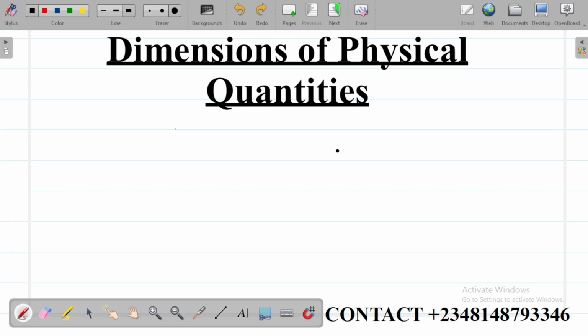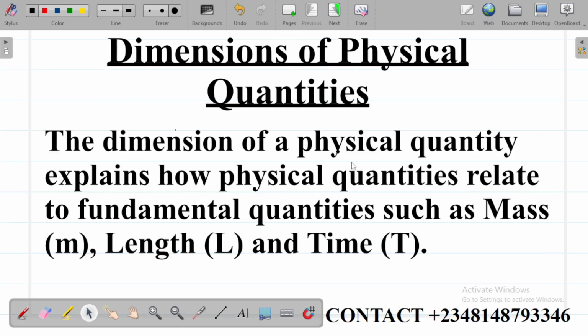In today's class, we'll be dealing with the dimensions of physical quantities. What are the dimensions of physical quantities? The dimension of a physical quantity explains how physical quantities relate to fundamental quantities such as mass, length, and time. There are two kinds of physical quantities, and they are fundamental quantities and derived quantities.